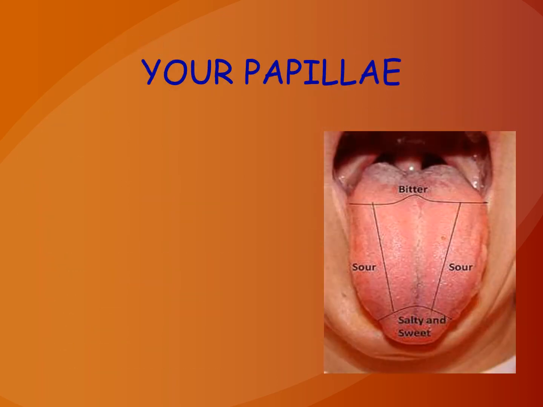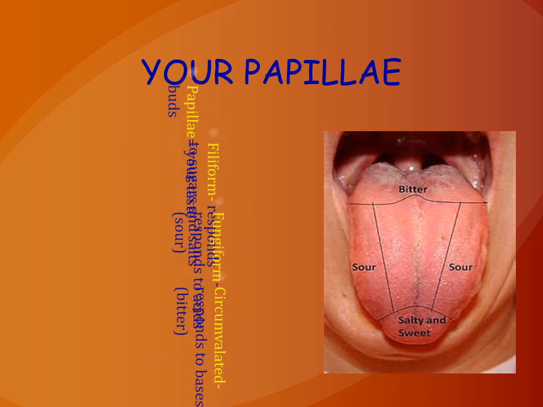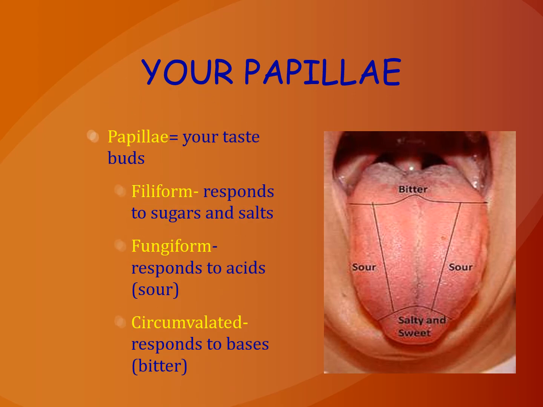So when we look at our tongue, here are the types of taste buds we have. In the case of your papilla, we have our filiforms. And filiforms, if you remember, get their name because they're shaped like our fingers. They're long and skinny like filaments. And you can see that these are mostly found on the tip of your tongue, and these respond to things that are sugars and salts.